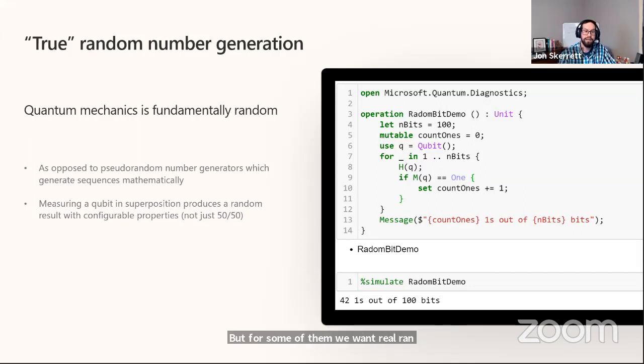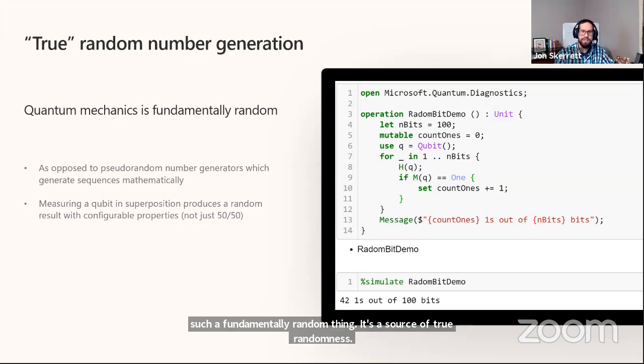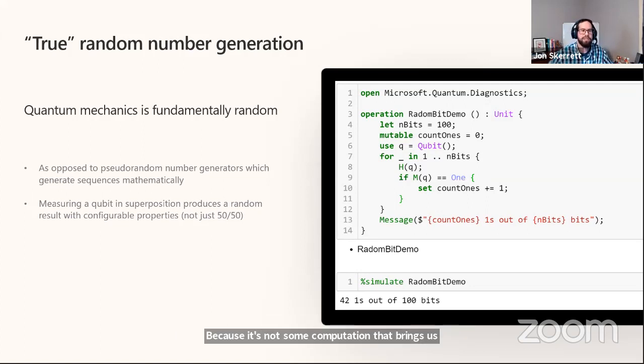And in quantum mechanics and in quantum computing, measurement is such a fundamentally random thing, it's a source of true randomness. Because it's not some computation that brings us the measurement result, it's not a hidden variable that defines it. It's a proper physical randomness process. So if we prepare the qubit in equal superposition, and we just measure it, it will give us a random bit, 0 or 1 with 50-50 chance.